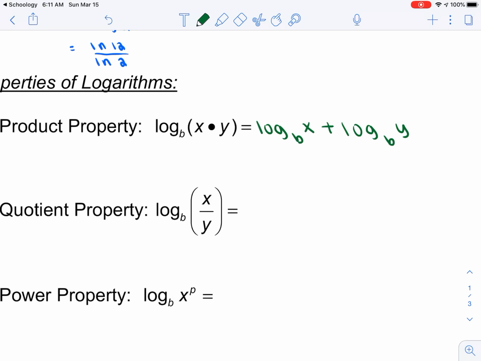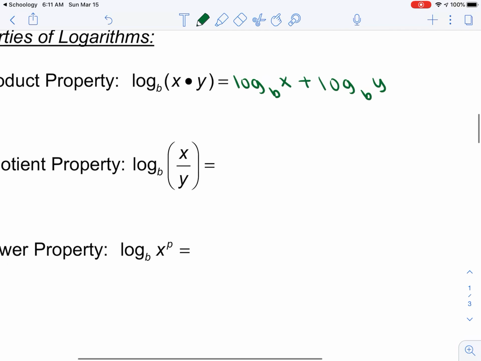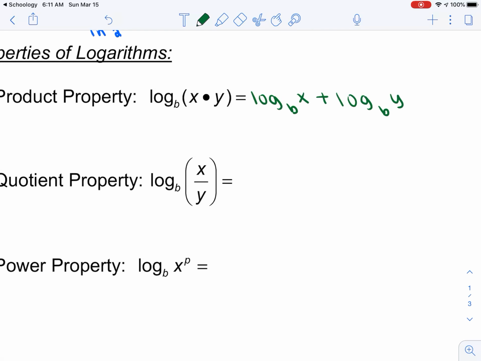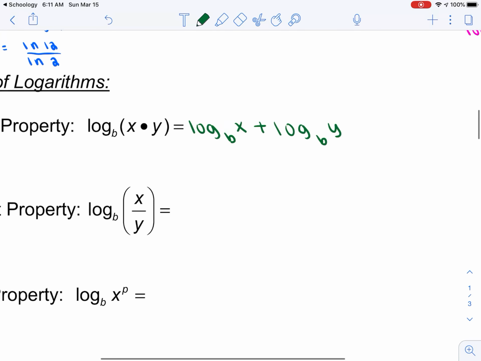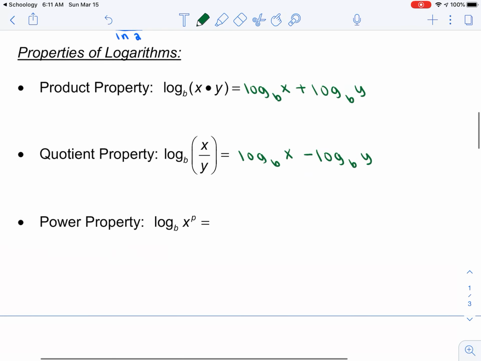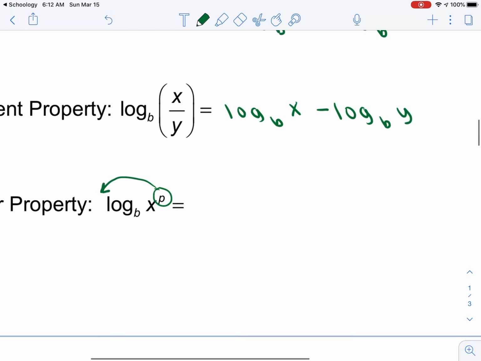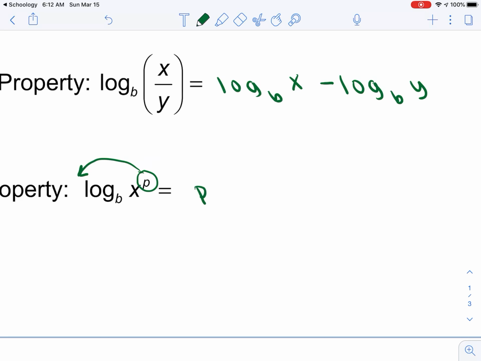Now, the quotient property says that you can do the same idea if you have a quotient in the argument, but instead of addition, it's log base b x minus log base b y. And then finally, the power property says that if you have a power on a log, you can actually move it to the front, and it's the same thing as that power times the log base b of x.